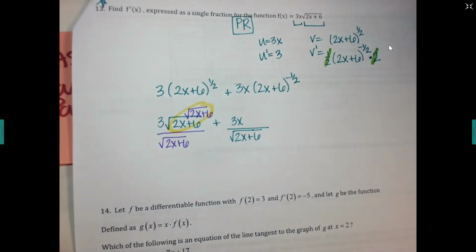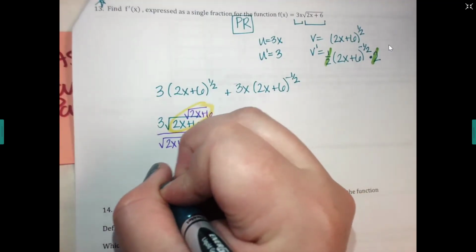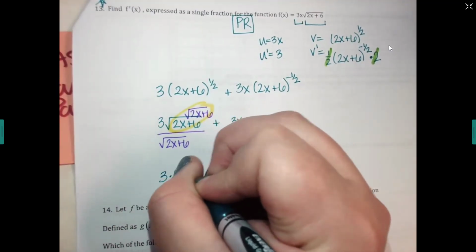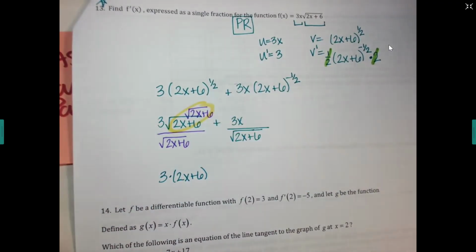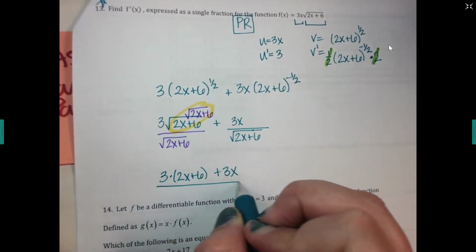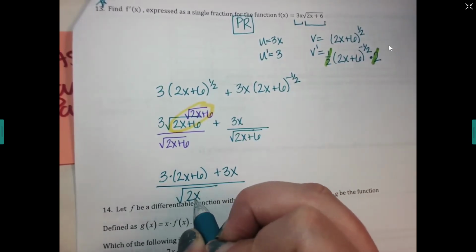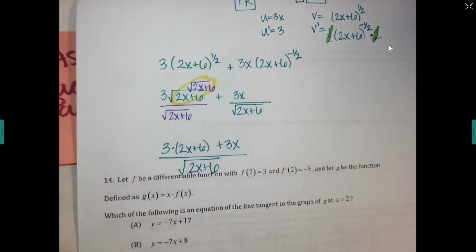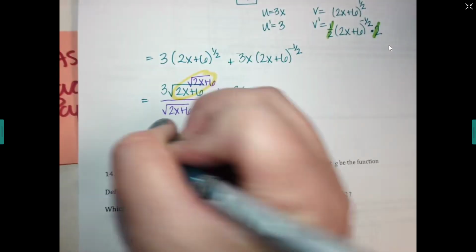So on the top, you have a 3 times a regular 2x plus 6 now. No more square root. And then plus a 3x, and then over the 2x plus 6 square rooted on bottom. So take a look at that, see if that makes sense.